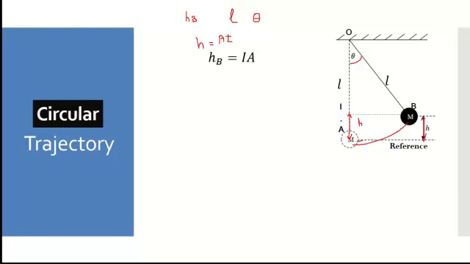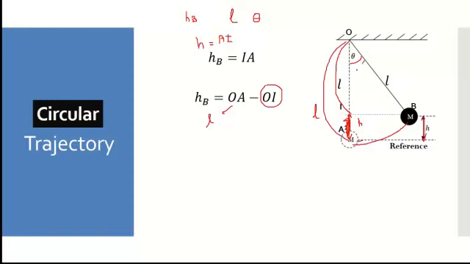Now, how to find AI? I can say that AI, this part here, is equal to OA minus OI, knowing that OA is the length of the string. So OA is the length of the string. But we still have to find OI. How to find OI?